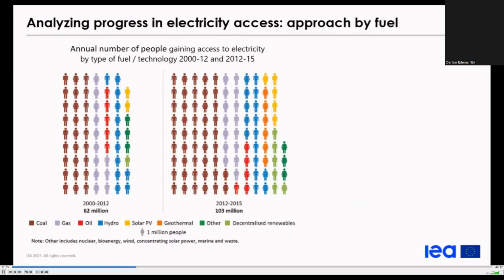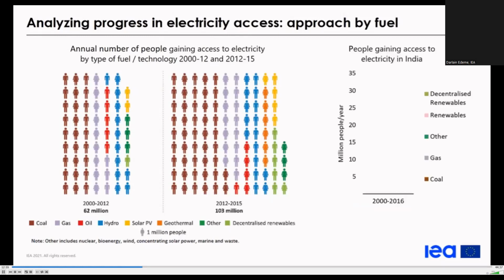Then you can also see that, looking at the different fuels and technologies providing access, there is a stronger role for decentralized solutions and solar PV when we look at the more recent period. But you can also see that there is some important provision of electricity to people gaining access based on coal. And this is more striking if we deep dive more into what happened in India.